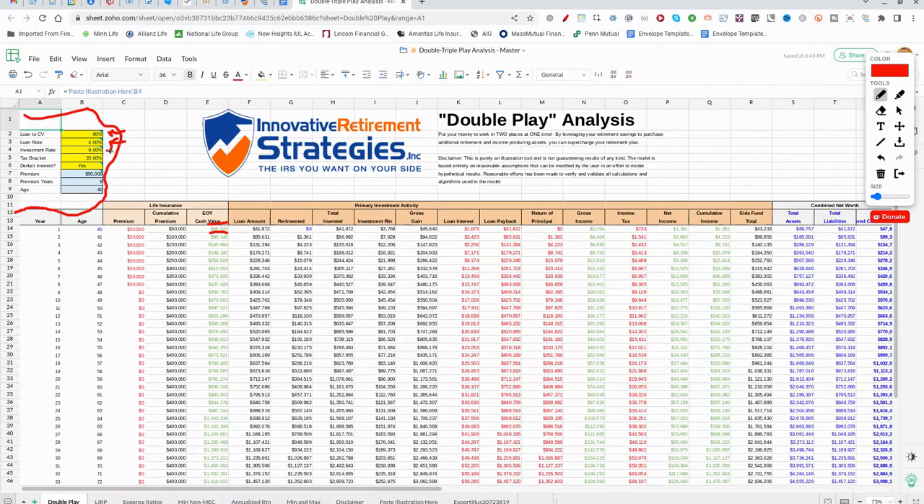The next line is the investment rate. So this is whatever you are assuming for the growth on your real estate or syndication or whatever you're investing in. So you can overwrite 9% if you don't think that's high enough, or if you think it's too high. You can put in whatever you want it to be. And then put in a tax bracket.